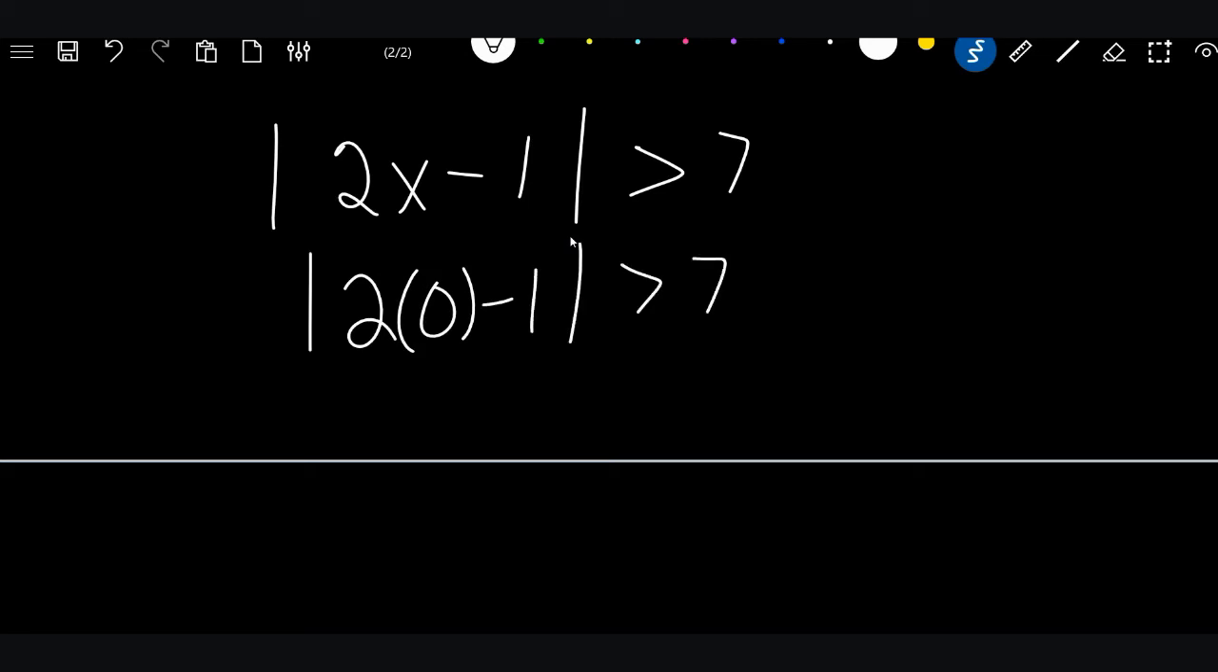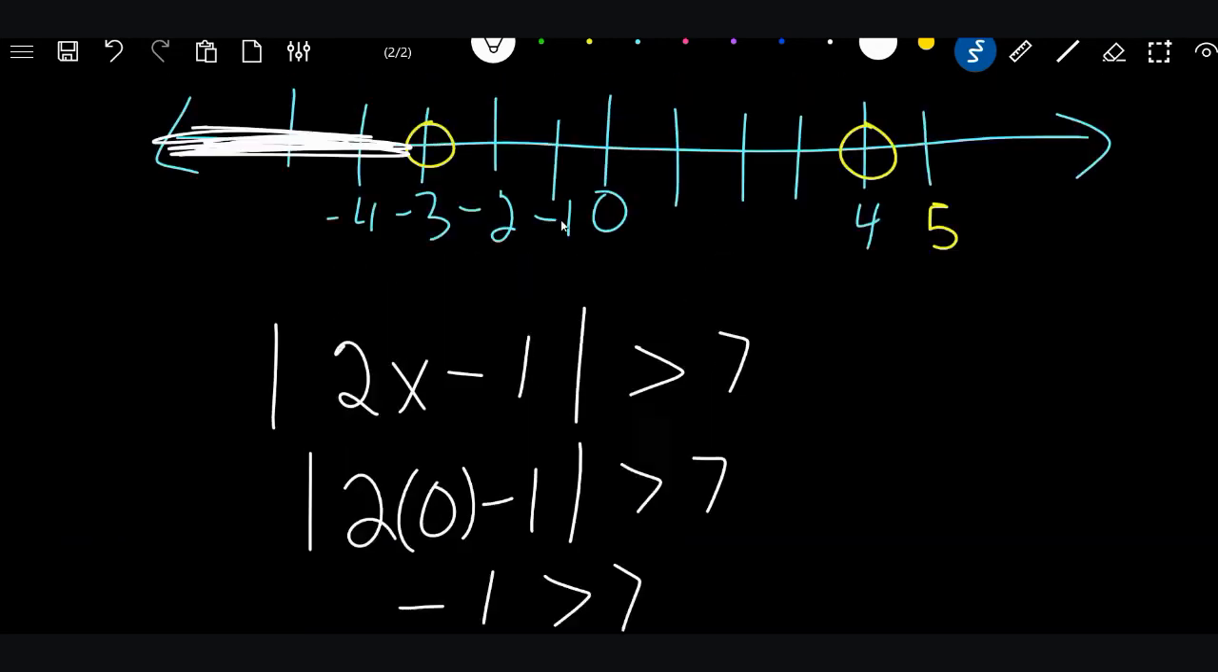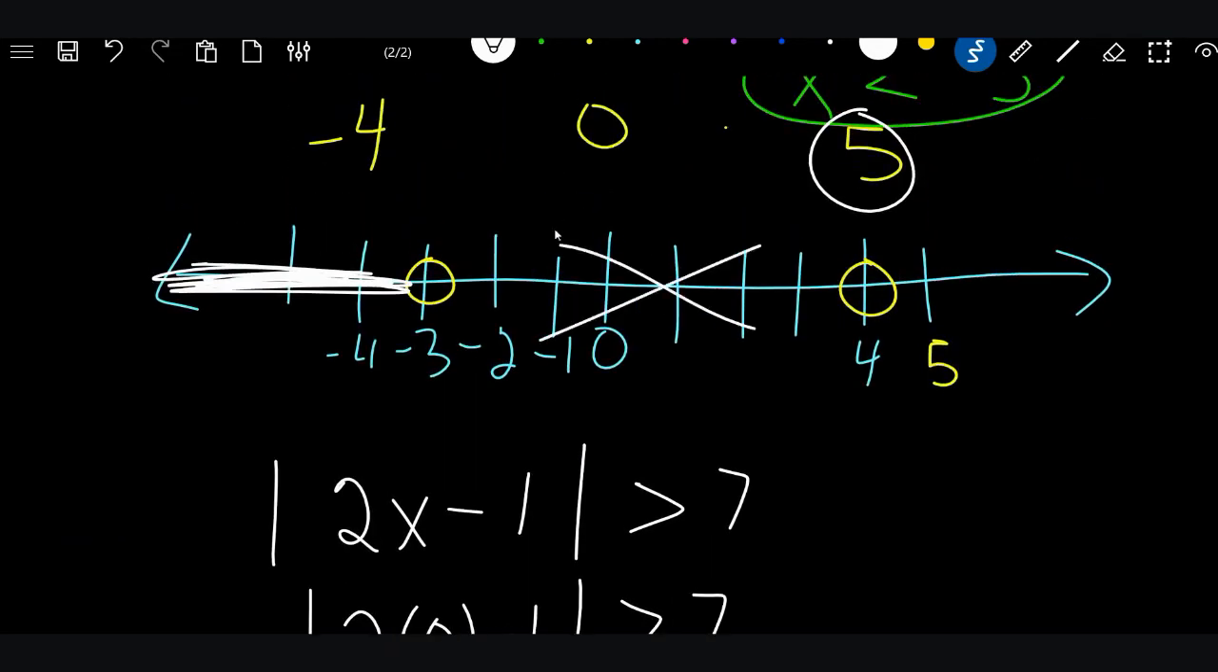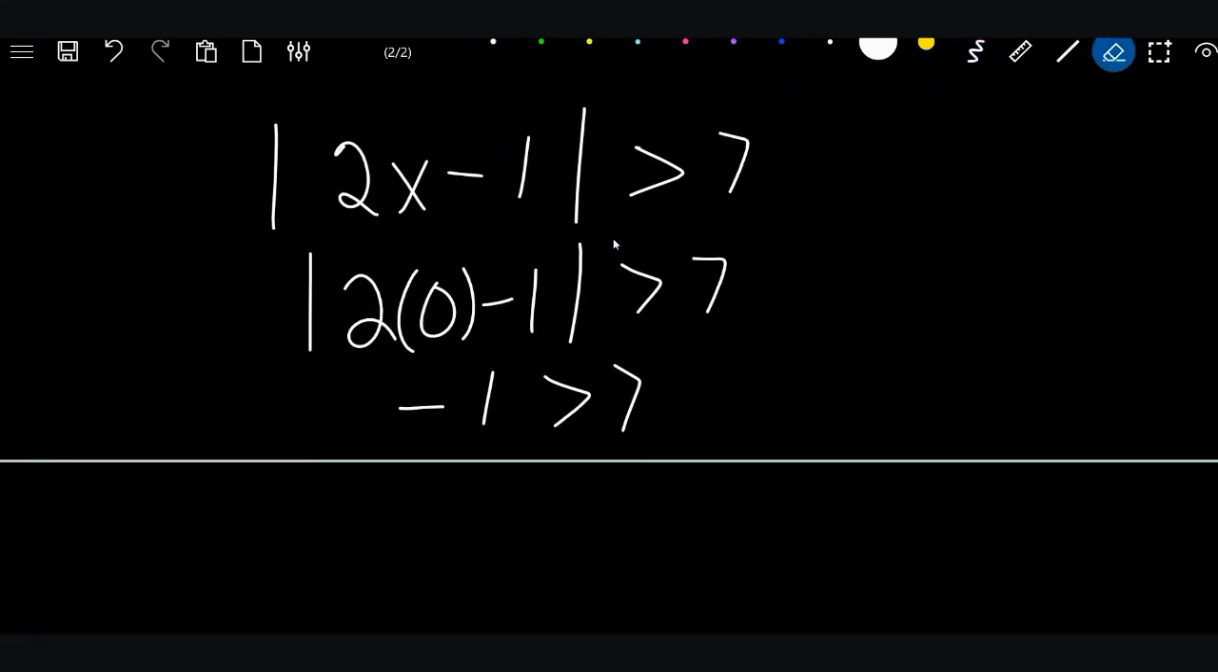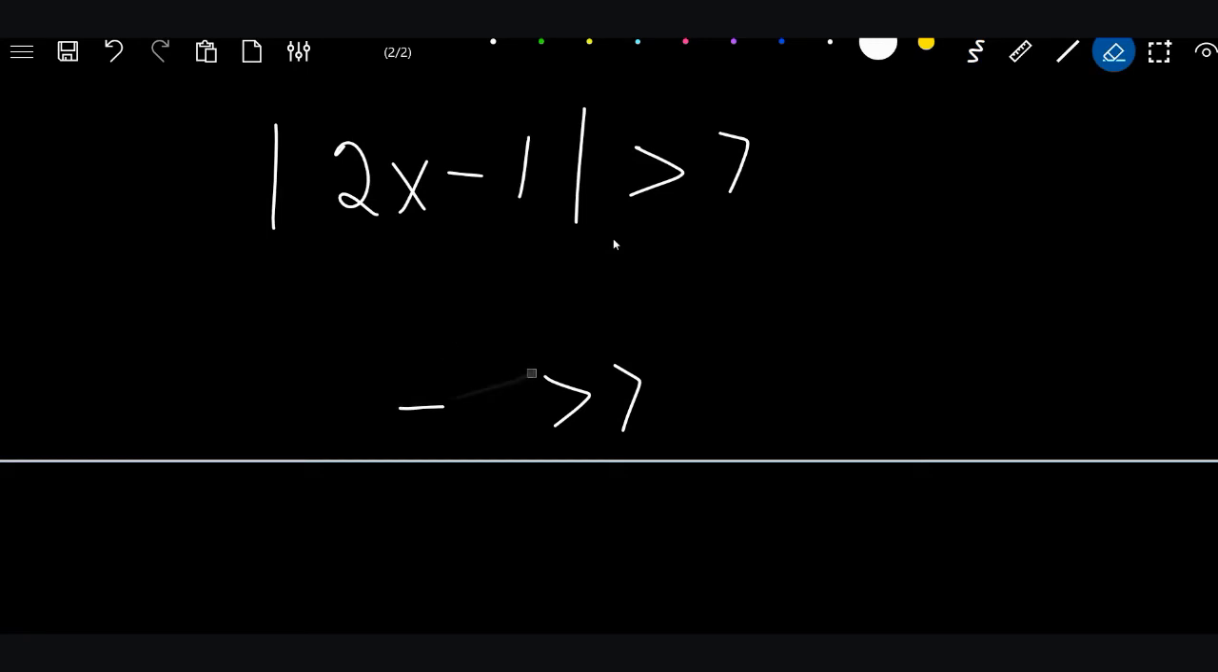So that's going to be 0 minus 1. Negative 1 is greater than 7, and that is not true. So the middle part does not work. And let's try the 5. Let's go out here and try the other one. And you say, well, why do we have to try them all? Yeah, you really do. Because some of these might work, and some of them might not work. And so you've got to be careful. So let's try the 5.